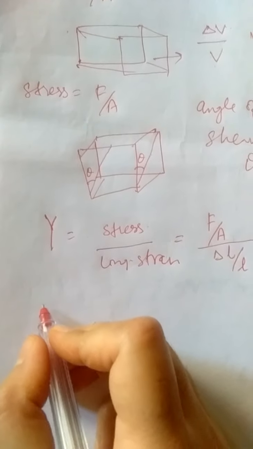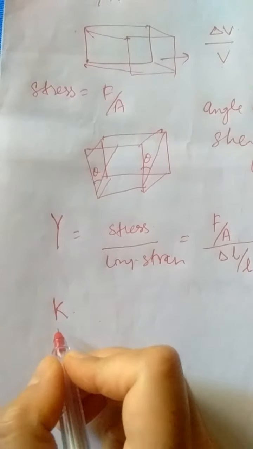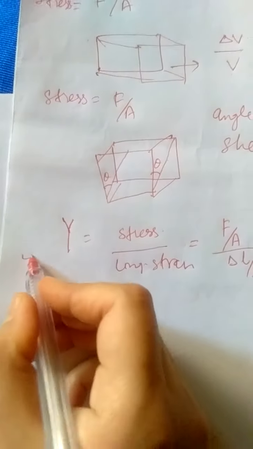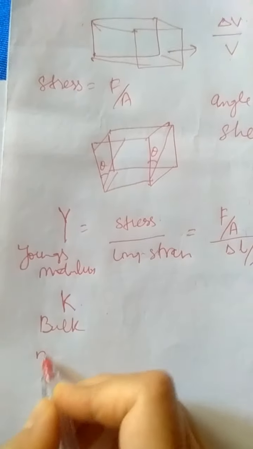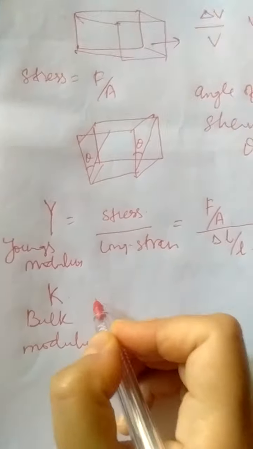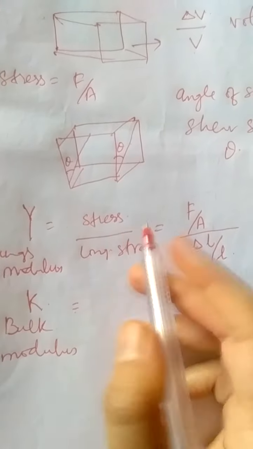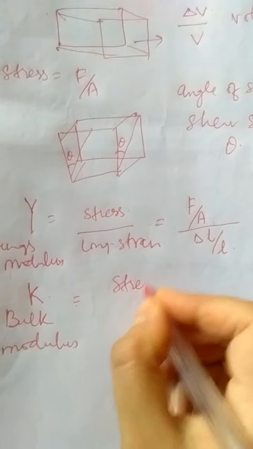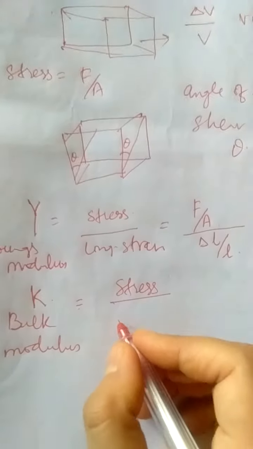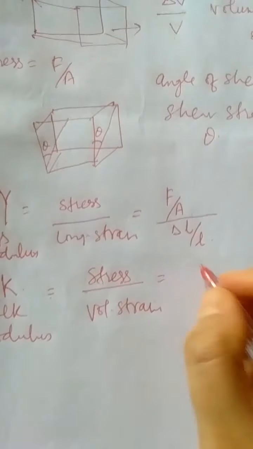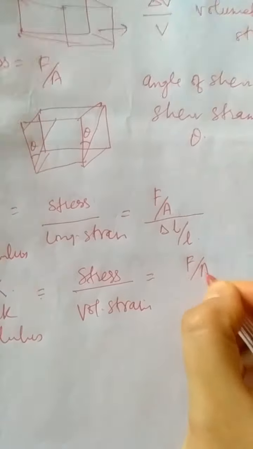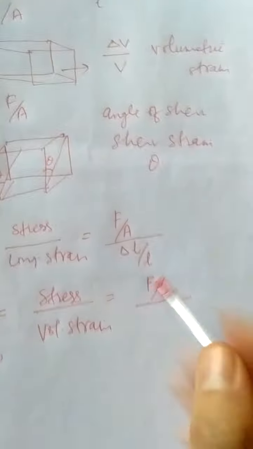Similarly, we define another elastic constant, that is K. This is called as bulk modulus. Remember, this is called as Young's modulus and this is called as bulk modulus. This is given by stress by volumetric strain, because in this case the volume of the body is changing. So stress is again force per unit area and volumetric strain is change in volume by original volume.